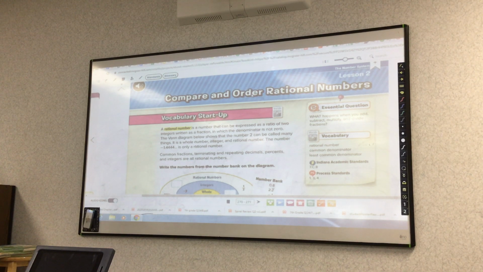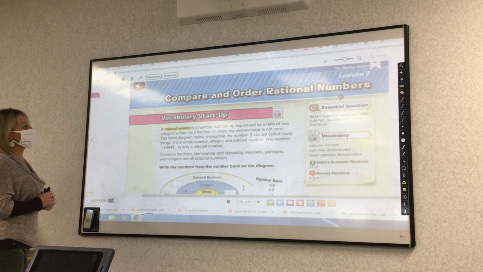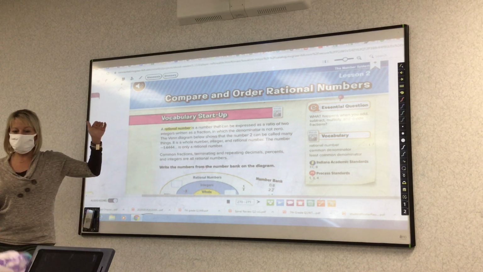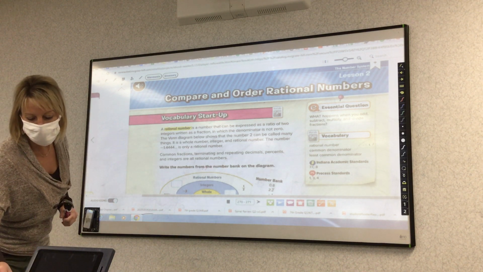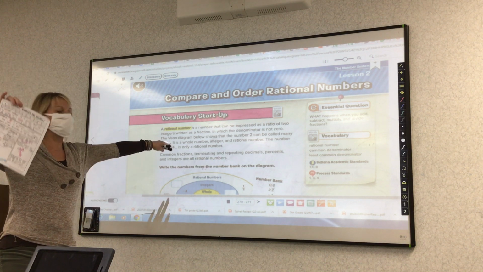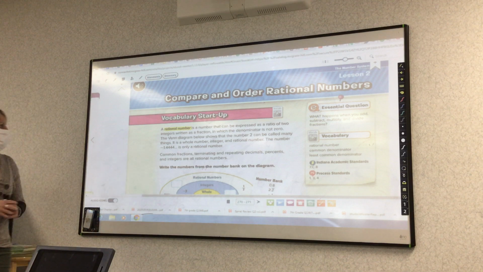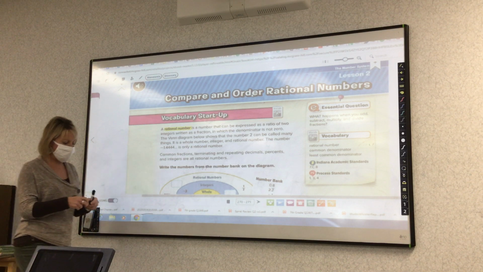In chapter 4, lesson 2, we're going to compare and order the rational numbers. But on your notes, you know that we took before that we have rational numbers. We're going to write a few things in our book also along the way. It says a rational number is a number that can be expressed as a ratio.